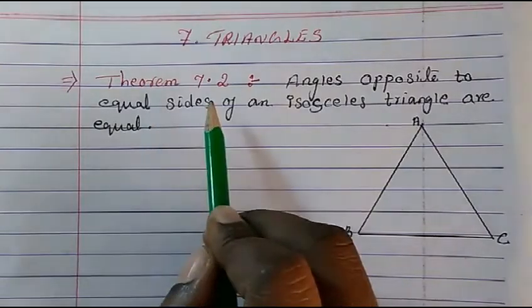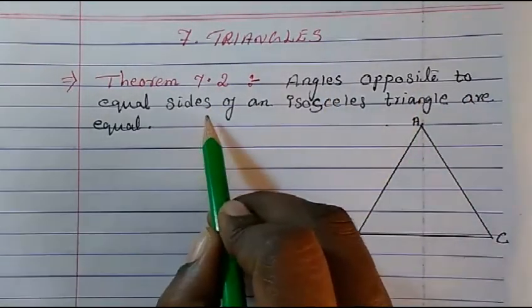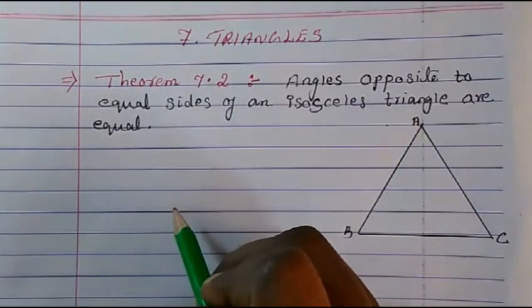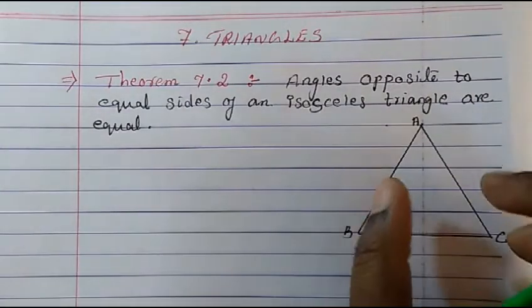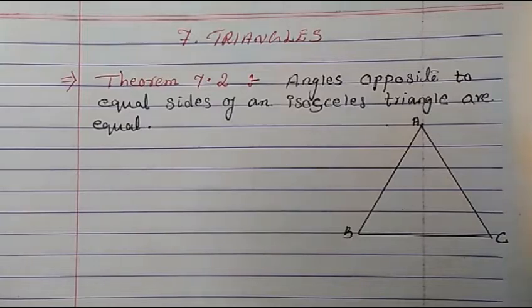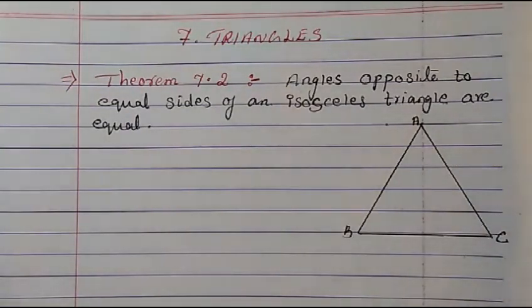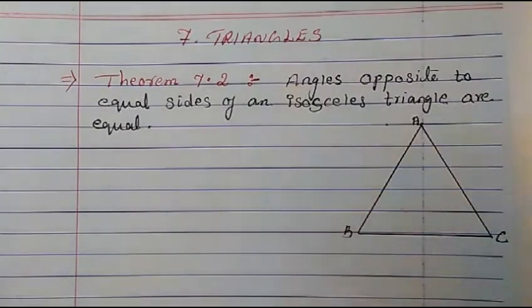So theorem 7.2 says that angles opposite to equal sides of an isosceles triangle are equal. So we are going to prove that it is true that when two sides are equal, then the angles formed opposite those sides also will be equal. So how? Let's see. We have a triangle ABC. Consider this is the isosceles triangle.